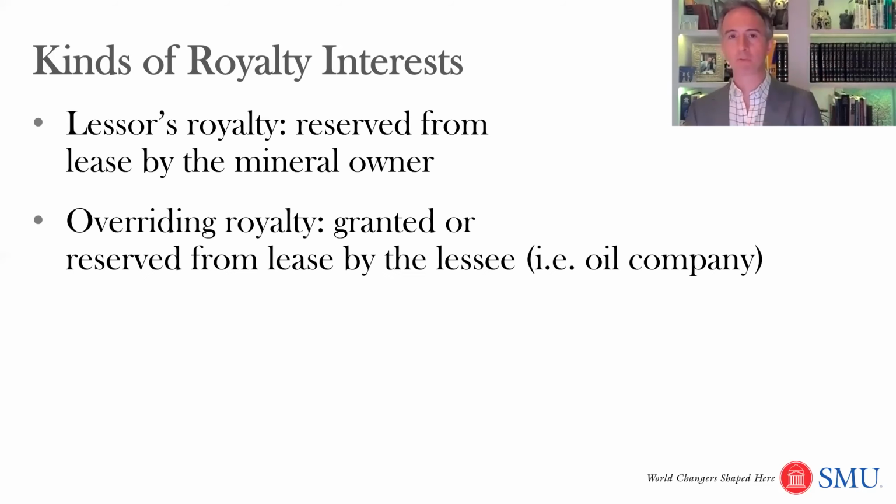There are other kinds of royalties. One is an overriding royalty. That's granted or reserved from the lease by the lessee, in other words, the oil company. So that oil company says, you know what, I get to keep 7/8 of all production. I'm going to grant 1/16 to somebody who's going to come in and do the drilling for me. Or they could grant it to anybody else. So often it's granted from that leasehold share that the oil and gas company has.